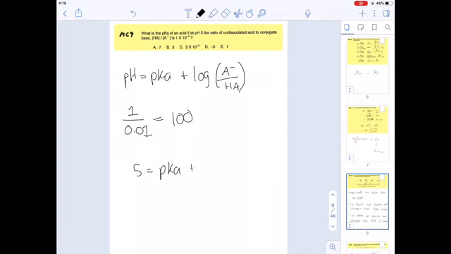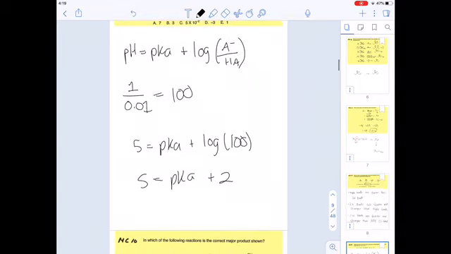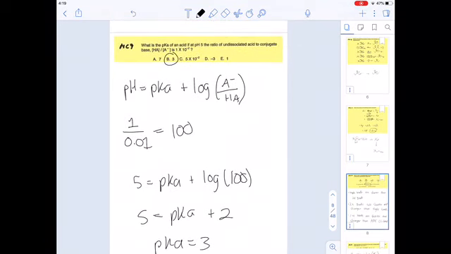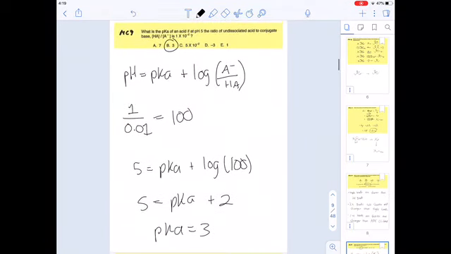So now you can do 5 equals pKa, 5 being the pH that they gave you in the question, plus log of 100. Log of 100 is 2. So 5 equals pKa plus 2. 5 minus 2 equals 3, so pKa is 3, and that gives you the answer B to multiple choice 9. Not a hard question, especially since you guys will have calculators, but you do need to remember this equation.